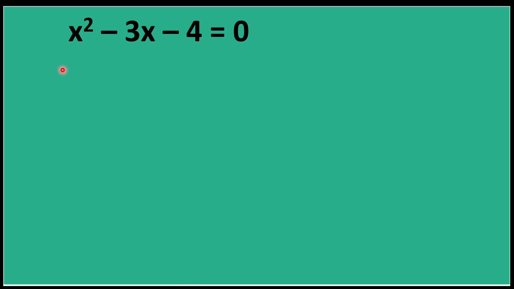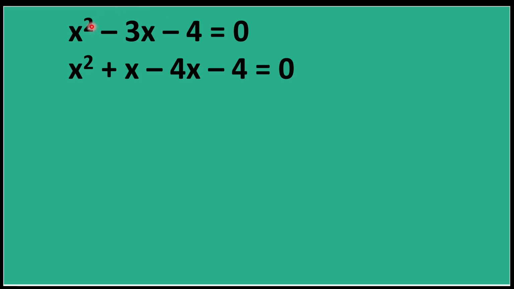And now this is a quadratic equation, but we will try to factorize this minus 3x into two factors, that is plus x and minus 4x, because plus x minus 4x again equal to minus 3x. And if we multiply this x into minus 4x, it will become minus 4x².